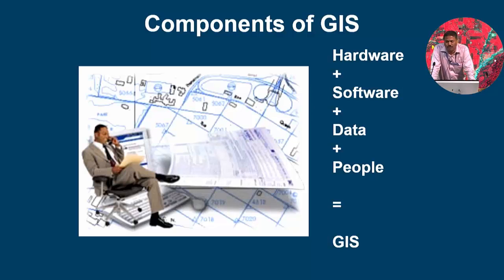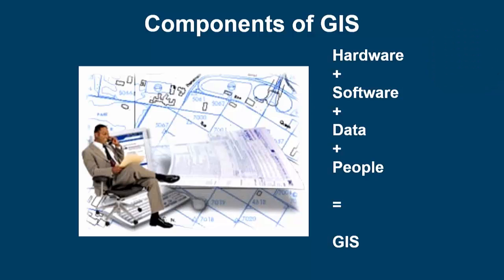Now when we talk about hardware, if you go back 15-20 years, at that time people were using a digitizing table, big systems, where people had to spend a lot of money to really work on a GIS project. But nowadays hardware is only limited to a laptop. You can have a laptop with open source software.